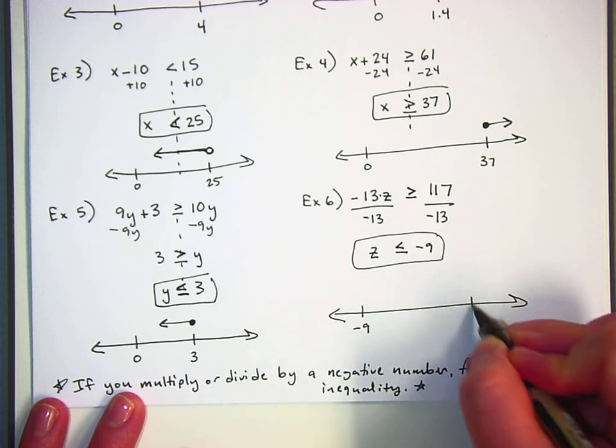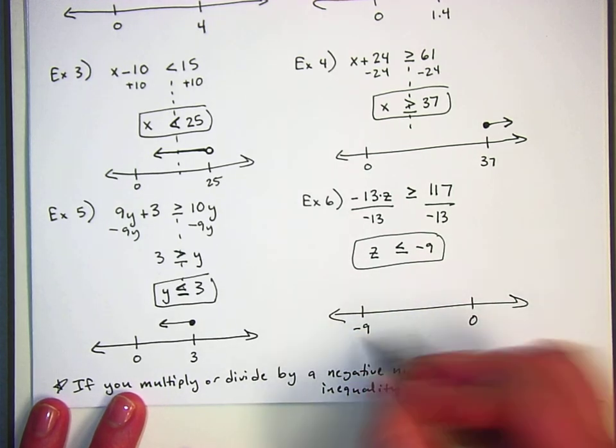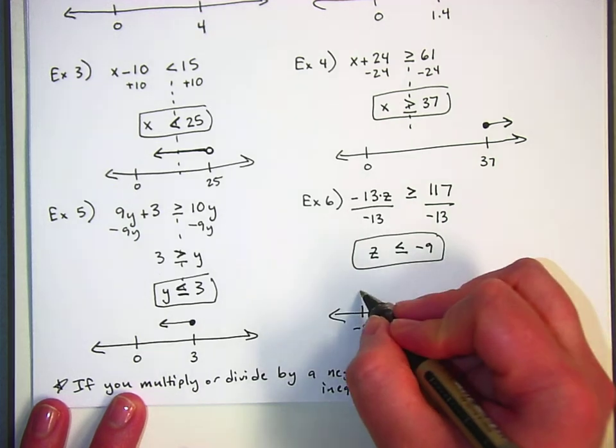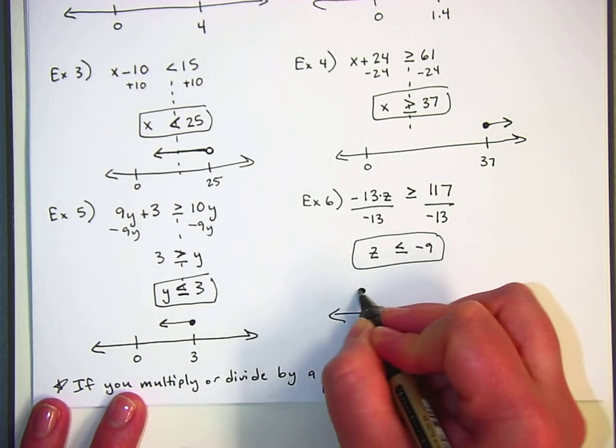Here's negative 9, here's 0. Notice negative 9 is on the left of 0 this time because it's a negative number. Should be closed circle and going that way.